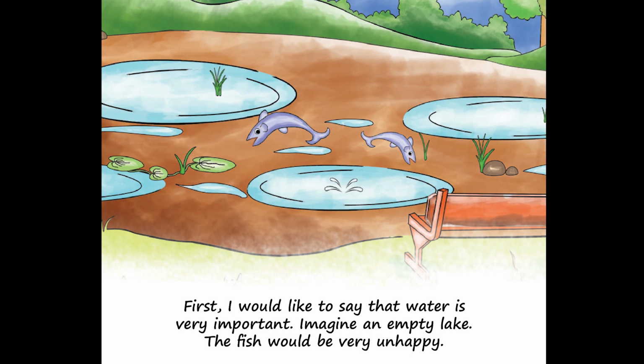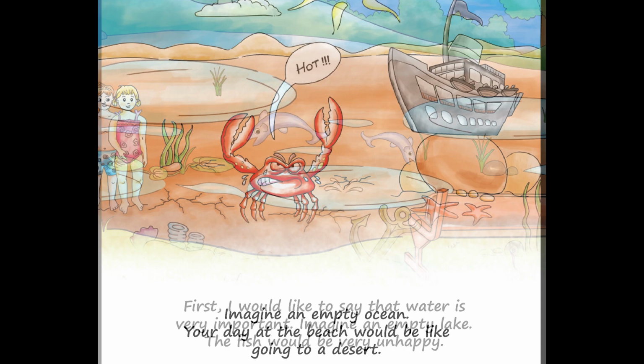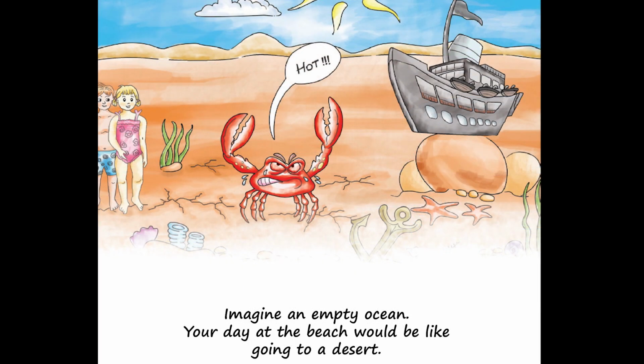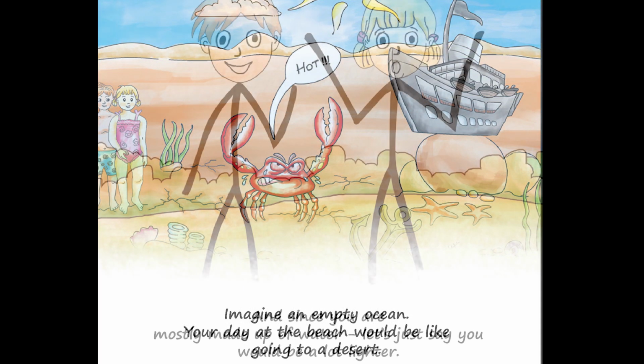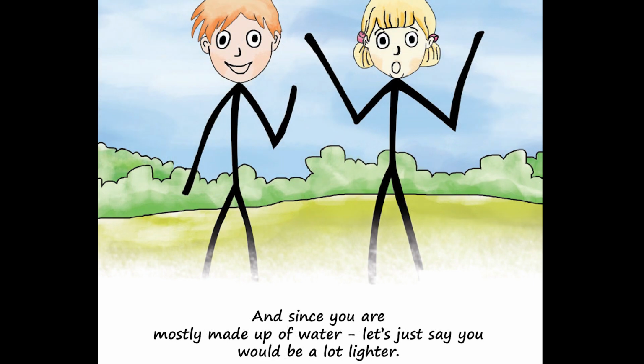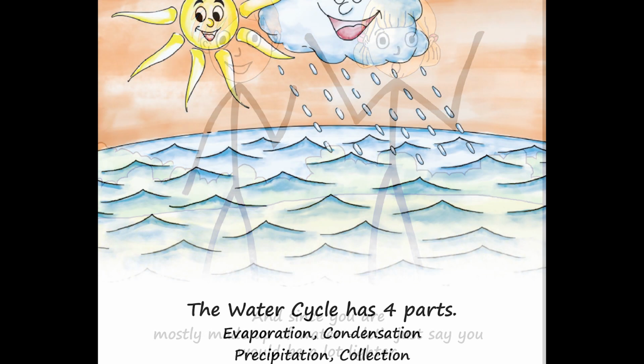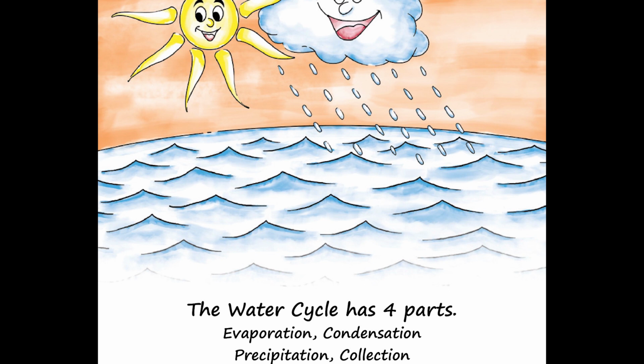Imagine an empty lake. The fish would be very unhappy. Imagine an empty ocean. Your day at the beach would be like going to a desert. And since you are mostly made up of water, let's just say you would be a lot lighter. The water cycle has 4 parts: evaporation, condensation, precipitation, collection.